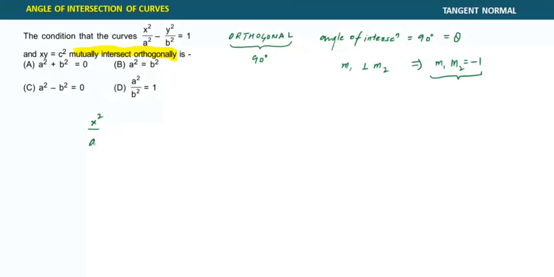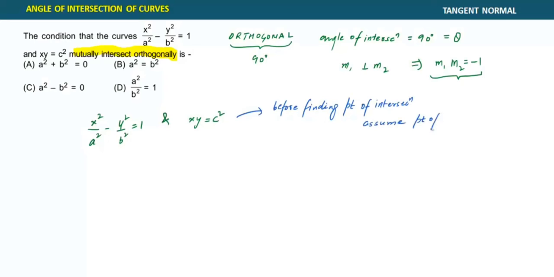So let's say x square by a square minus y square by b square equal to 1 is the first curve, and the second curve that is given to you is xy equal to c square. Now let us assume that they intersect at (x1, y1). Before finding the point of intersection, what you people should do here is assume that the point of intersection is (x1, y1).